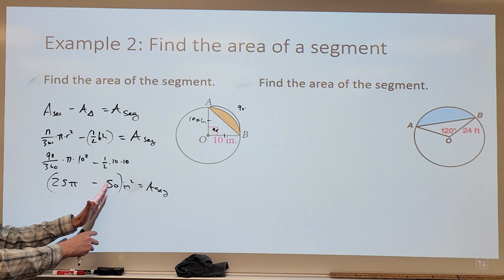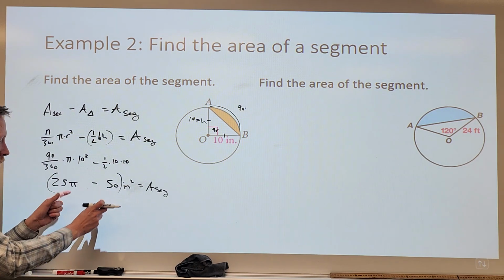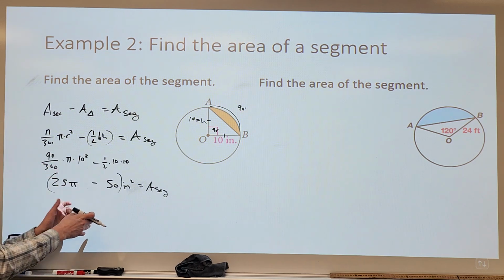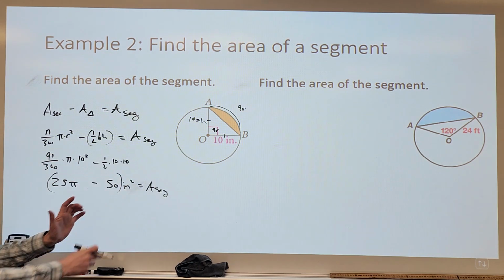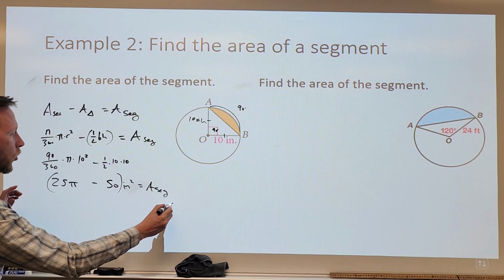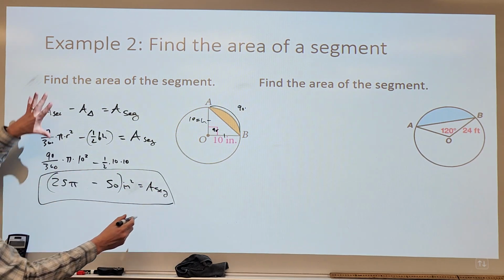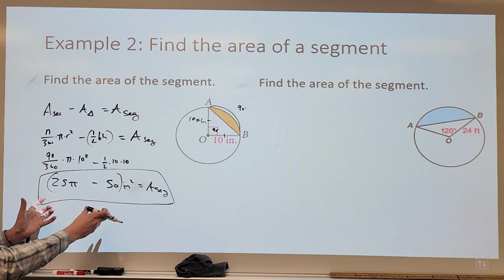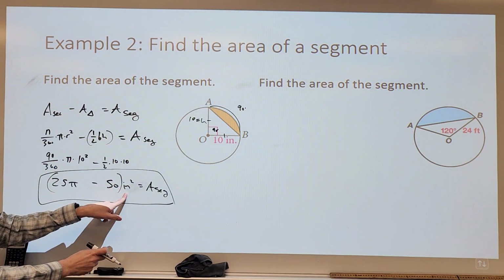It's not that 25 pi minus 50 is negative 25 pi. That's not true because this is pi. This does not have pi. These are not like terms. I can't subtract them. This is the answer in square units. So we want to make sure that we can find the area of the sector, the area of the triangle, and then write it as a difference in our square units.